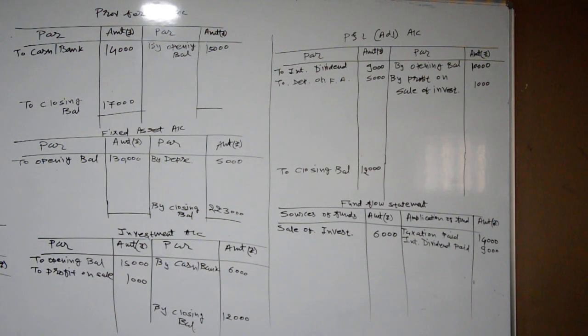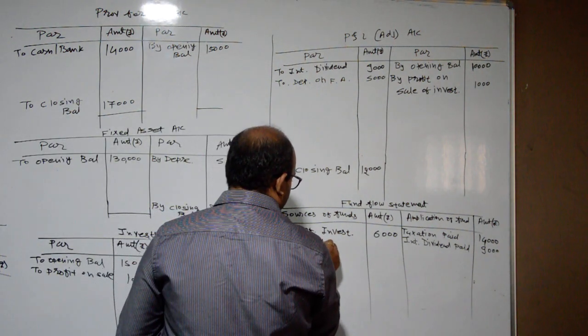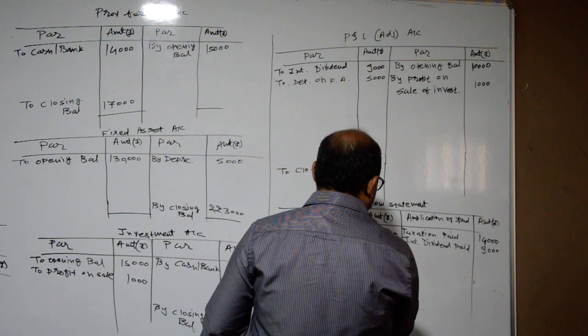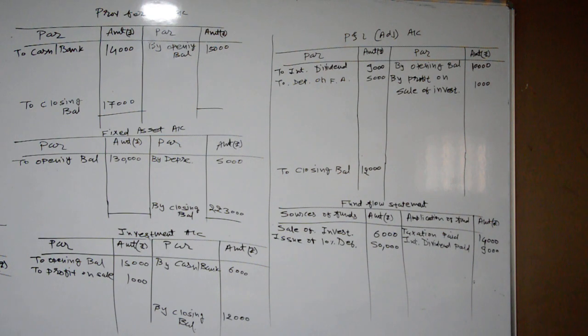Then 10% debentures, please check that. In 2017 there are no debentures, but in 2018 it is rupees 50,000, means we have issued new 10% debentures, and when we are issuing 10% debentures we are receiving some money, so it will have effect on sources of fund side. Here we have to write it down, issue of 10% debenture, and how much amount? Rupees 50,000.